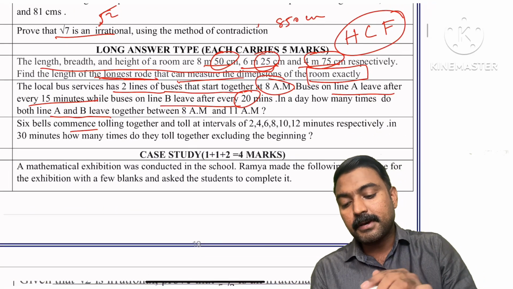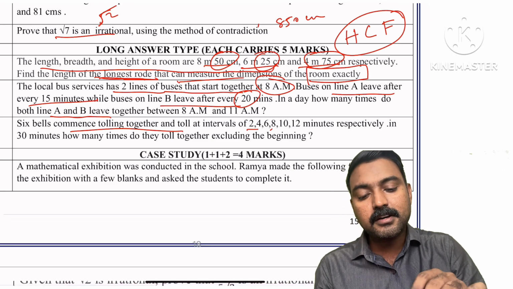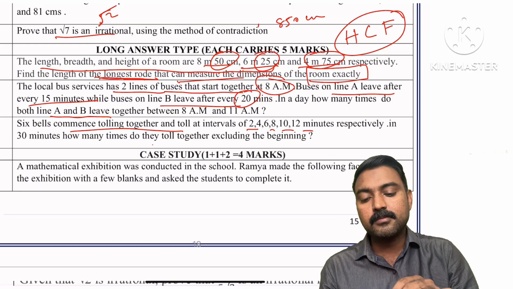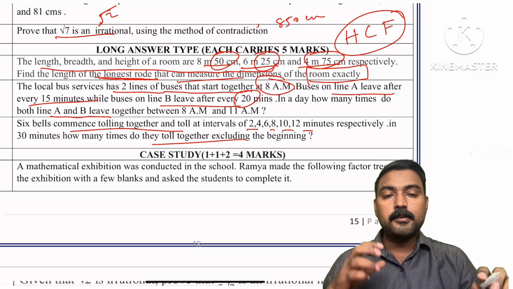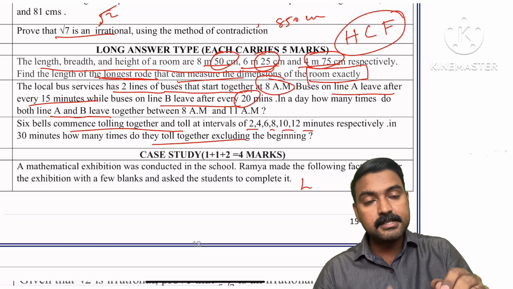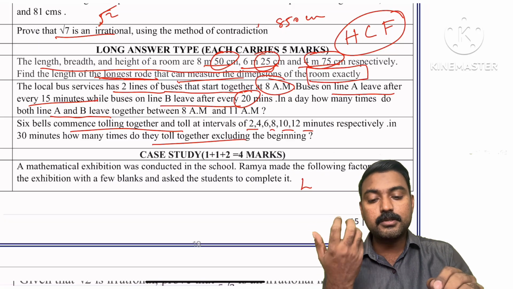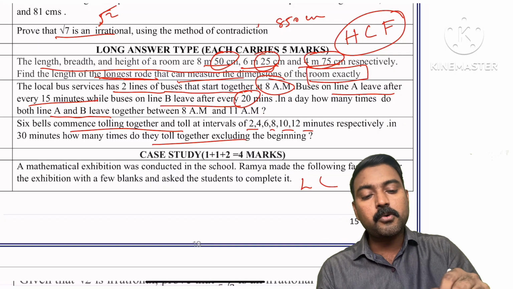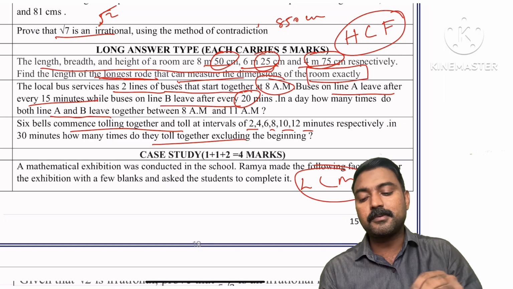Similarly, next question, bells commence tolling together at 2, 4, 6, etc. minutes respectively. In 30 minutes, how many times do they toll all together? That means beginning together. So again, beginning together means the least time. Then it should be common for this also, least common multiple is required.